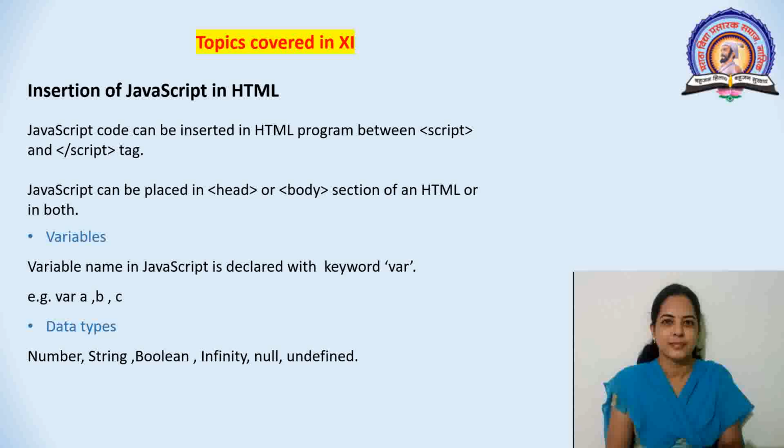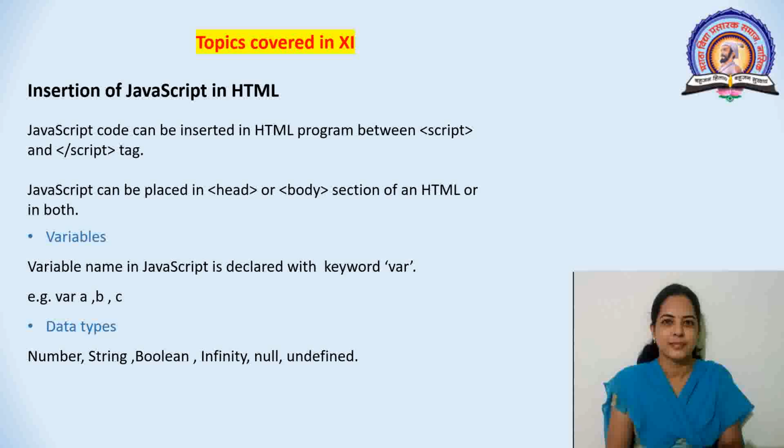So JavaScript code can be inserted in HTML program between script tag and /script tag. Language attribute is used with the script tag to specify the JavaScript. Then this JavaScript can be placed in head or body section or in both the sections. Means we can write JavaScript inside head or inside body or in both the sections.